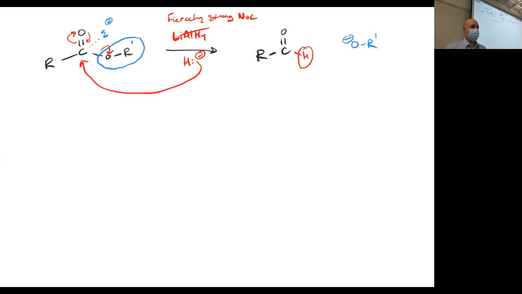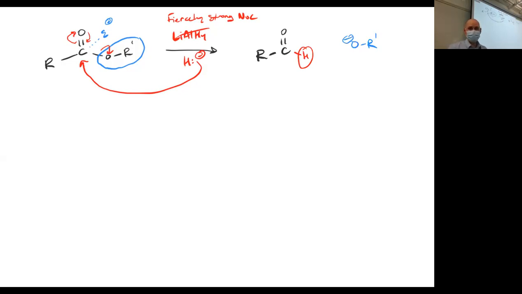So will this go forward? You started with an H- and you turned it into an O-. Did you make it more stable? Absolutely you did. So will this go forward? Yes, because you're making a more stable product.